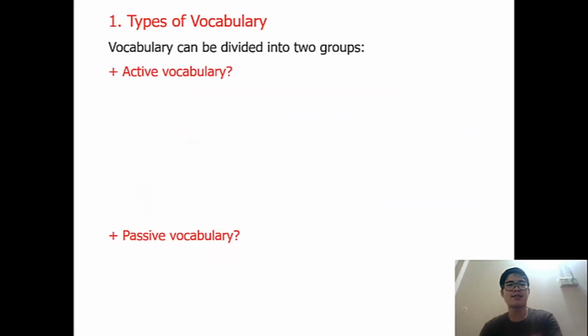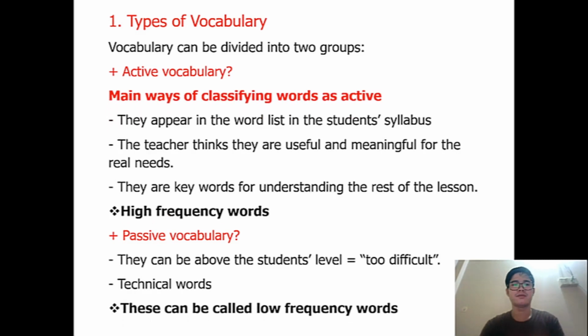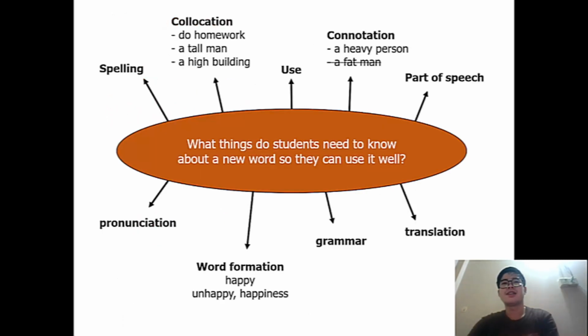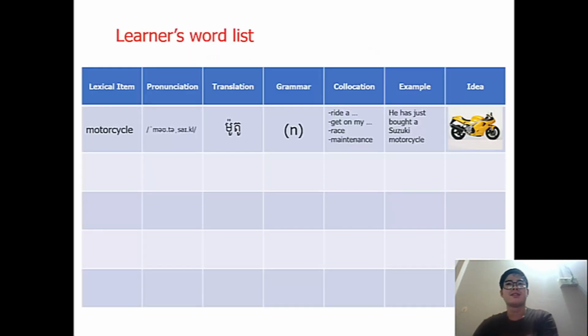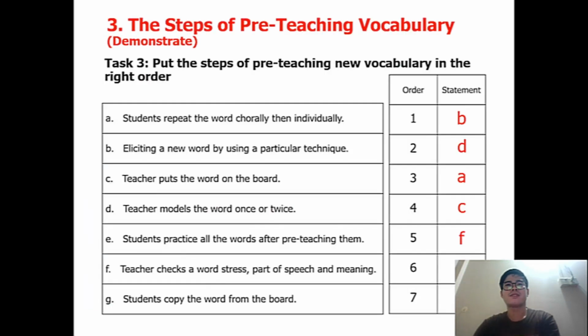Move to slide 16. It's talking about the difference between active and passive vocabulary. This slide is a diagram of the components of things that students need to know about a new word so they can use it well. This one is a sample of a learner's word list table. And this slide relates to the 7 steps of eliciting new vocabulary.